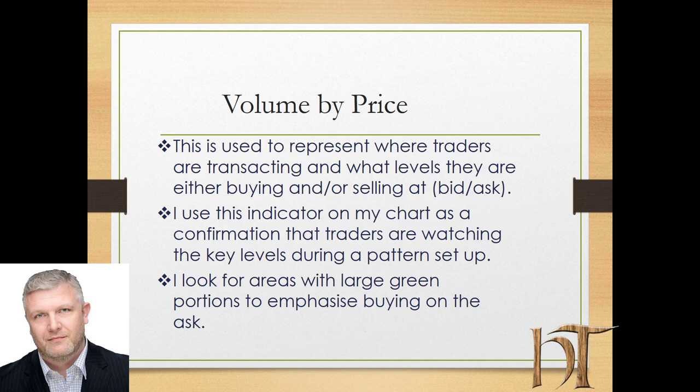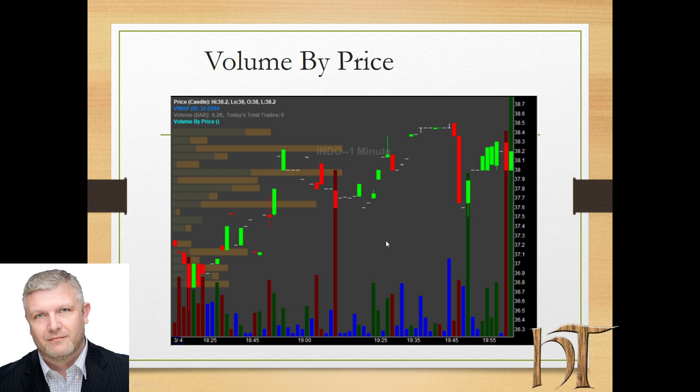So what I'm looking for is a split between the green and orange on the chart, and I'll come to that in a second. If I'm getting a large green, it's showing me that people are buying on the ask, and that's a very positive signal. This, on the left hand side of all my charts, is the volume by price. So here the full histogram is the shares traded at this particular price.